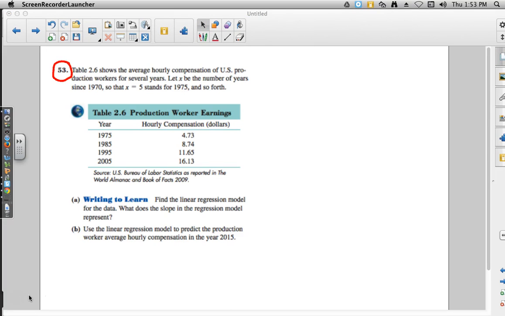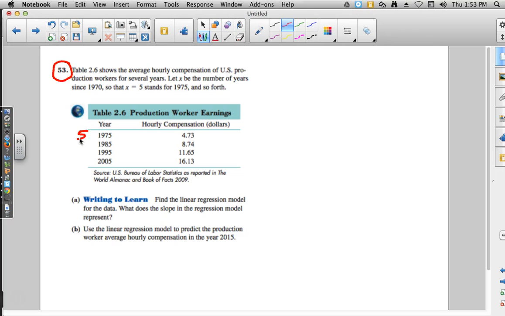Up is number 53. It says table 2.6 shows the average hourly compensation of U.S. production workers for several years. Let X be the number of years since 1970. That's important because that tells us we're supposed to put 5 in for 1975, and then it'll be 15 for 1985, and 25 and 35 for those next sets of numbers. And then we have the hourly compensation over there. And A says, find the linear regression model for the data.